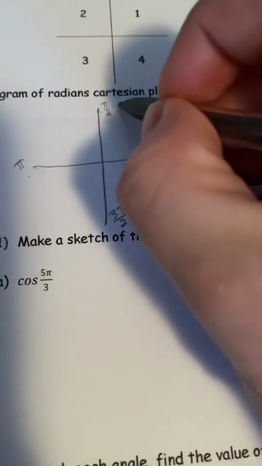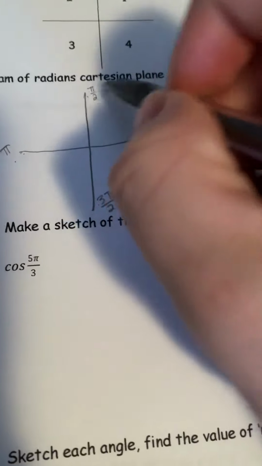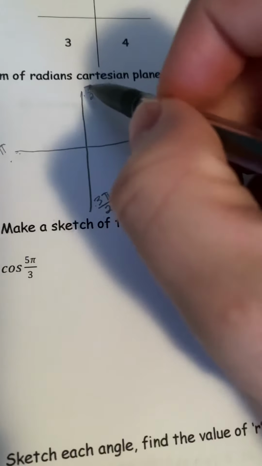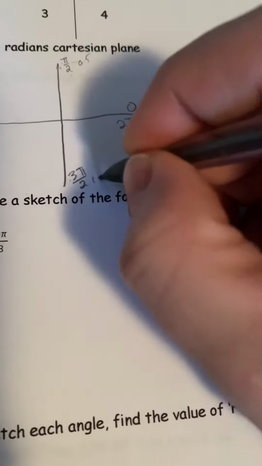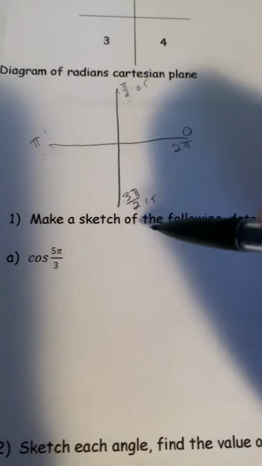Okay, so the way I remember is 0.5. It doesn't actually equal 0.5, but just that the half is there. Then we have 1. 3 divided by 2 is 1.5. And then we have 2. So 0.5, 1, 1.5, 2.